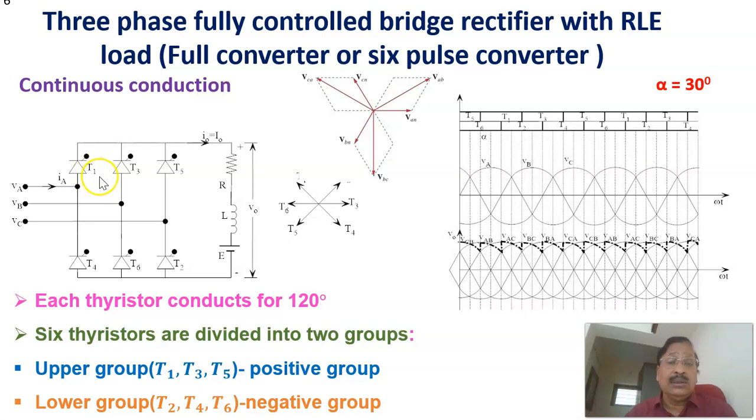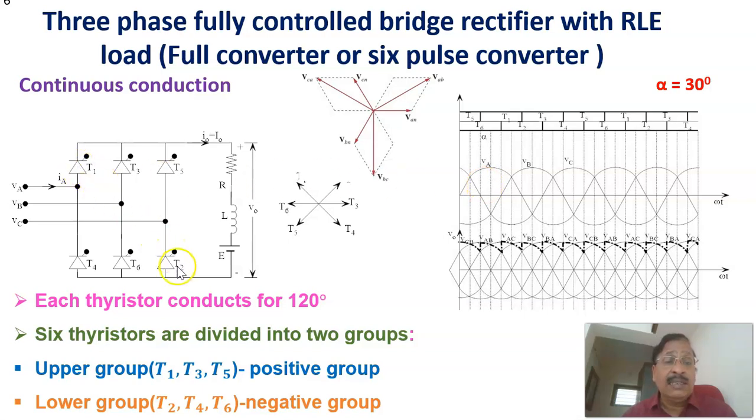Now, to explain the switching operation here, we are considering that each thyristor is conducting for 120 degrees. If you trigger T1 at a certain angle alpha, T1 is conducting. At the same time, T6 is already conducting from the negative group. Therefore, T1 and T6 are conducting at a firing angle alpha here.